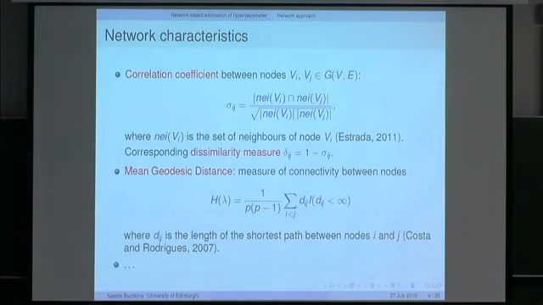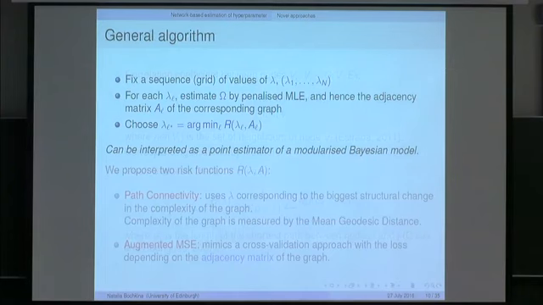The network characteristics we looked at was the correlation coefficient of the graph, between the nodes. Effectively, it is the number of neighbors shared between nodes I and J, standardized to be between 0 and 1. Effectively, one can look at the similarity measure. Another one is the average shortest path, also known as the mean geodesic distance. And there are many more Drea considered. He probably considered about 10 or something like that.